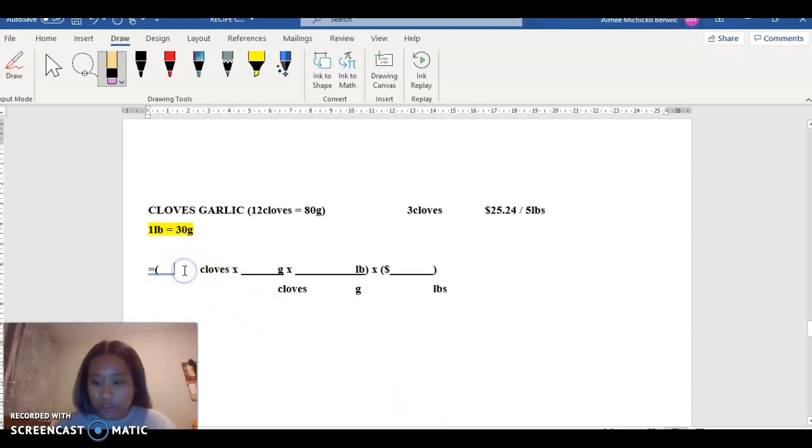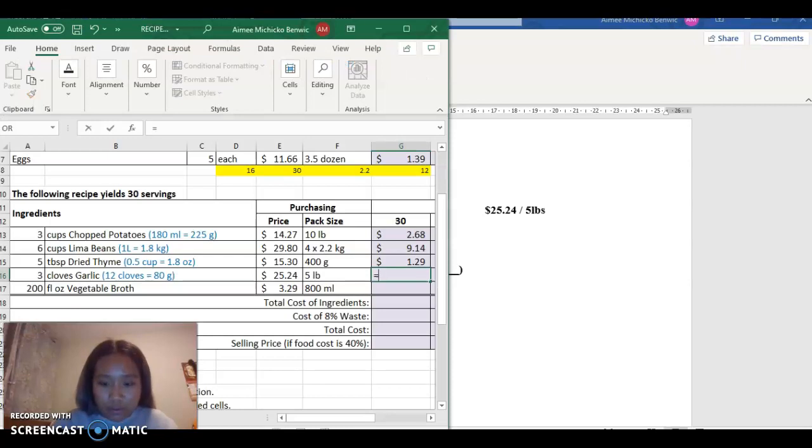We have 3 cloves here, and we have to go to pounds. So we have 80 grams. We're using the weight equivalency right now. In 80 grams there's 12 cloves. Using that, in order to go to pounds, we have to convert further. In 1 pound there's 30 grams, and we just copy the price of $25.24 per 5 pounds. After doing that, that gives us 20 cents for the cost of clove garlic. So just do that in our Excel.